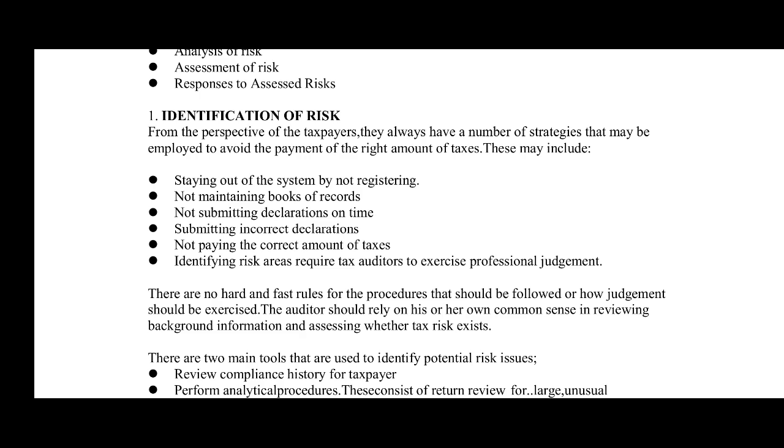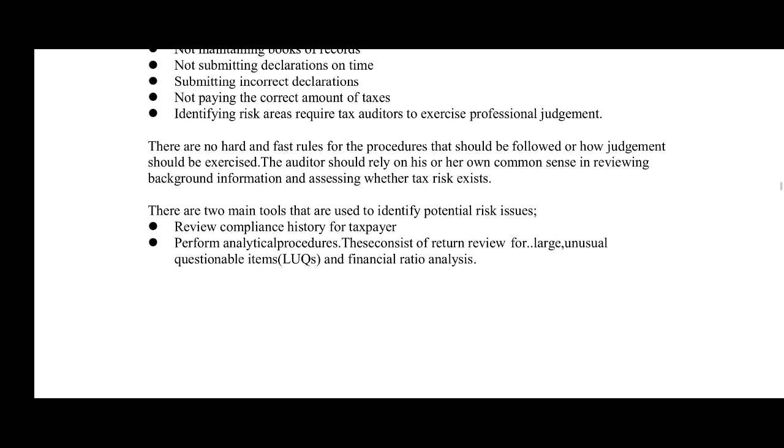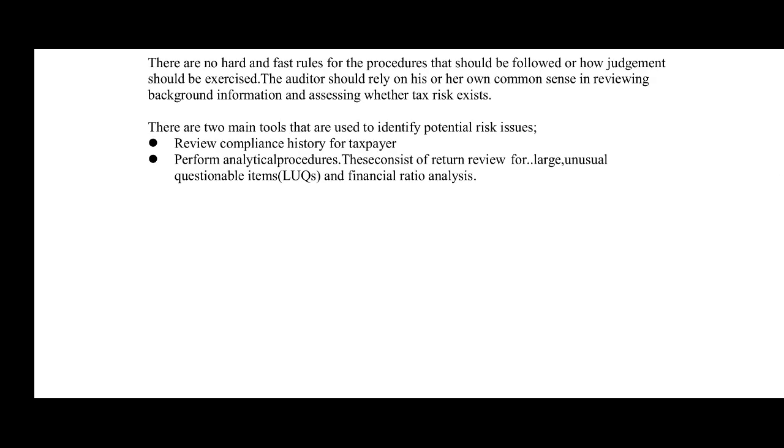So, this may include staying out of the system by not registering at all, not maintaining books or records, not submitting declarations on time, submitting incorrect declarations, not paying the correct amount of taxes, identifying risk areas that require tax auditors to exercise their professional judgment. So there are no hard and fast rules for the procedures that should be followed or how judgment should be exercised. So the auditor should rely on his or her own common sense in reviewing the background information and assessing where the tax risk actually exists.